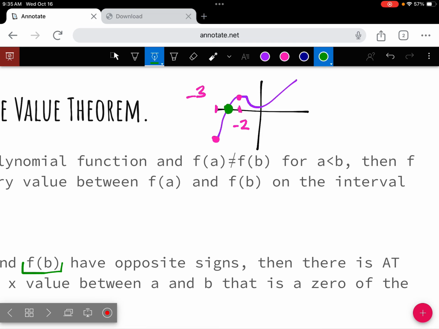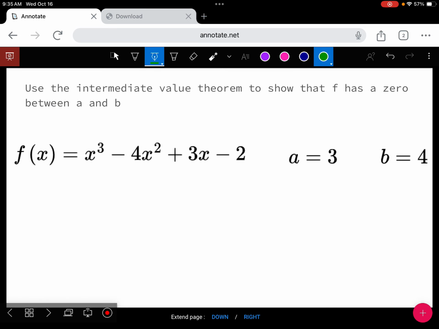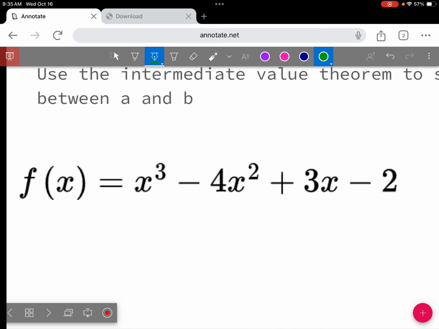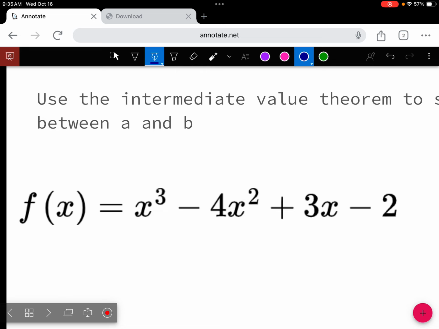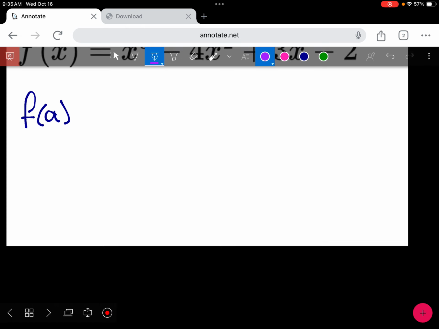So on these kinds of problems, they're going to give us an equation, an a and a b. So that's what I'm going to give you. Now we're just going to practice this a couple of times, and that's going to be it. So we're going to use the intermediate value theorem to prove that there's a root on this one between 3 and 4. So my f of x is x cubed minus 4x squared plus 3x minus 2. And we're looking at 3 and 4. So our first step is to find both f of a and f of b.